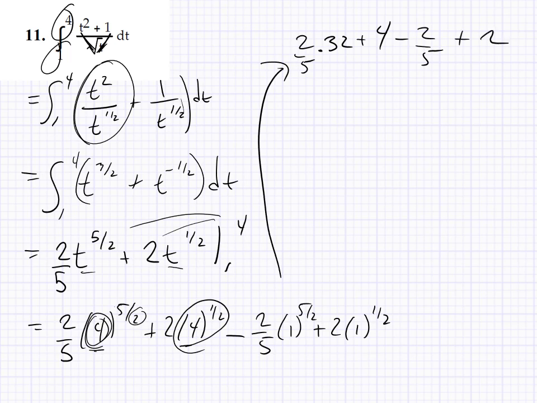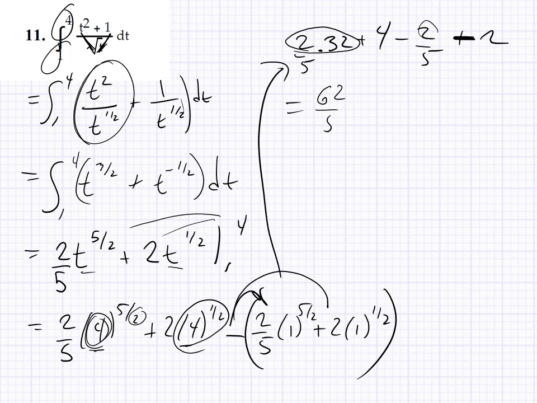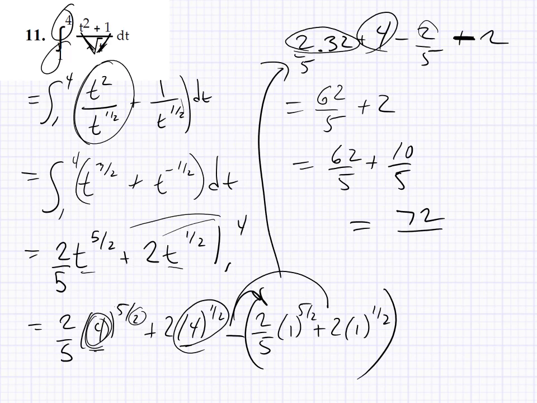Actually, sorry, that's wrong. This whole thing is being subtracted. So that negative has to distribute in there and there, so this actually is a minus 2. So what I end up with here is 64/5 minus 2/5, which will give me 62/5. 4 minus 2 will give me 2. So that's going to be 62/5 plus 10/5. So that gives me 72/5.